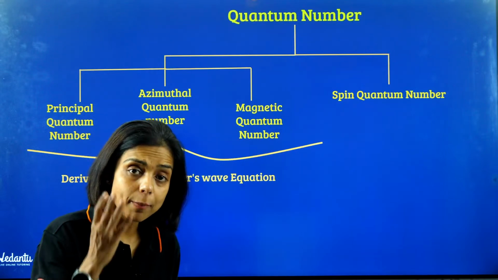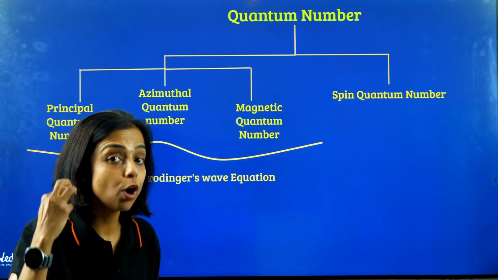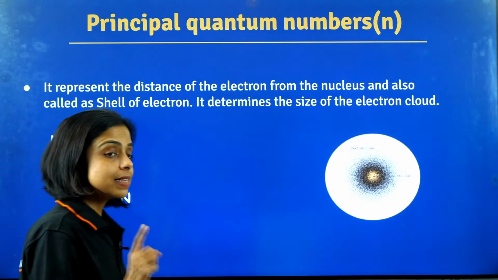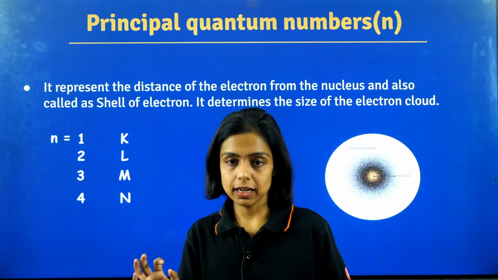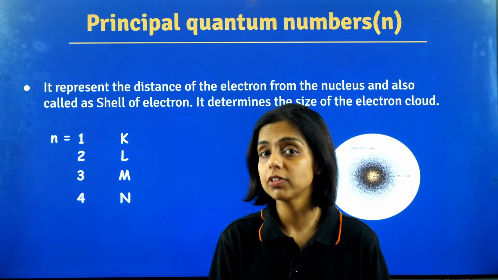So if you know these 4 values for any electron, that means you have a lot of information about that electron. So let us start with the principal quantum number, that is represented by small n. Basically, the principal quantum number tells you about the shell of the electron.